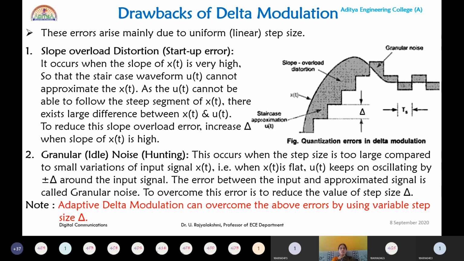One is called slope overload distortion. The second one is called granular noise, also called idle noise, and this granular noise is also called hunting. So what did we discuss regarding slope overload distortion? This is the part that we studied in the last class. Can any one of you respond and tell me what are the two drawbacks of delta modulation, and what is slope overload distortion and what is granular noise? Any one of you please respond.